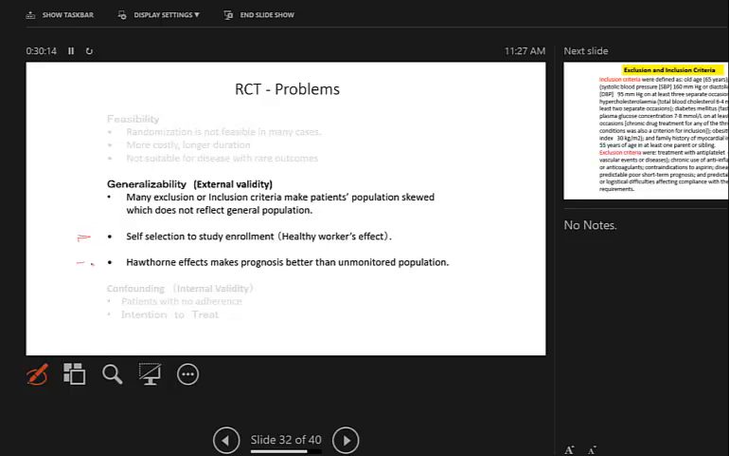Okay, and then the third, the Hawthorne effect. What is the Hawthorne effect? An easy terminology for it: it's a monitoring effect. The people who participate in an RCT know they are being monitored, and then they might improve their behavior just because they are monitored.